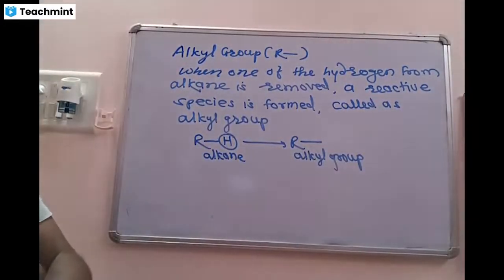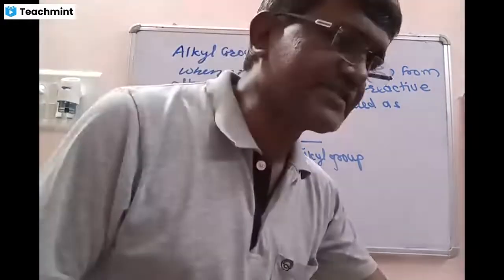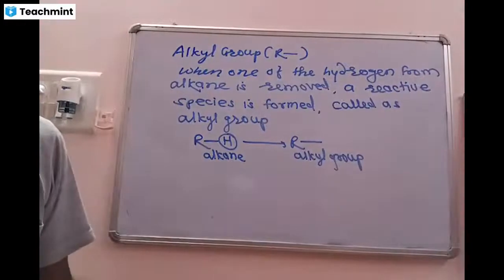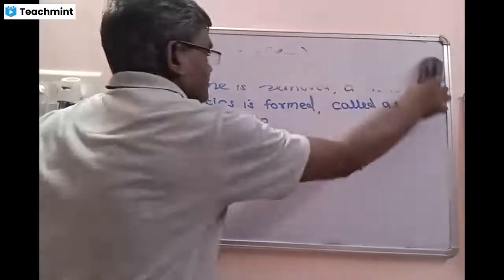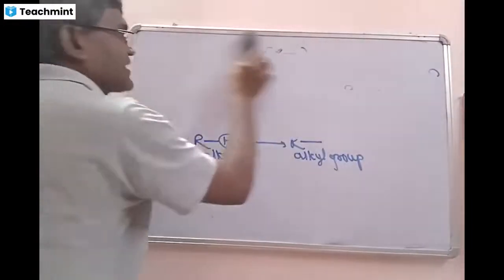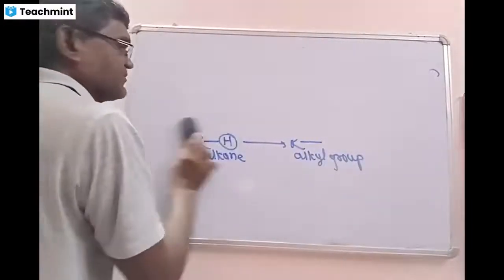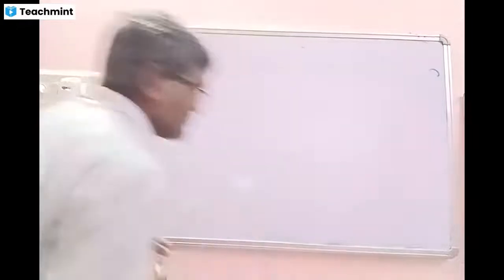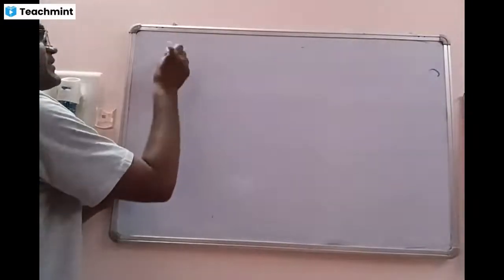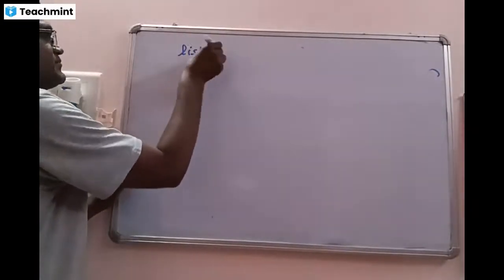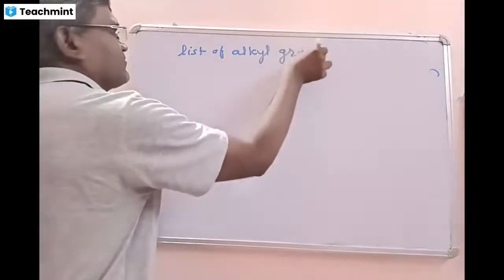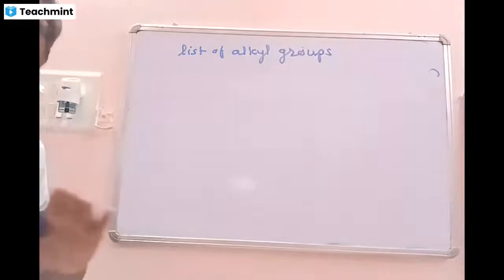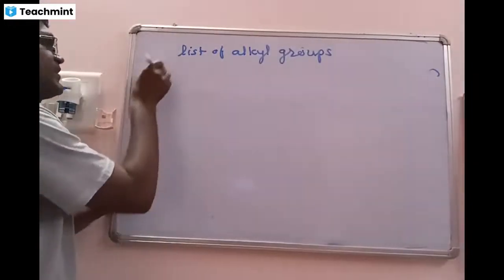Such reactive species are not stable. Reactive means that is not stable. That will combine with some other functional group and it will form a compound, as we have studied in the last lecture. Okay. Now this R dash is just a representation of that alkyl group. So we have the list of alkyl groups, such as we can have that methyl.